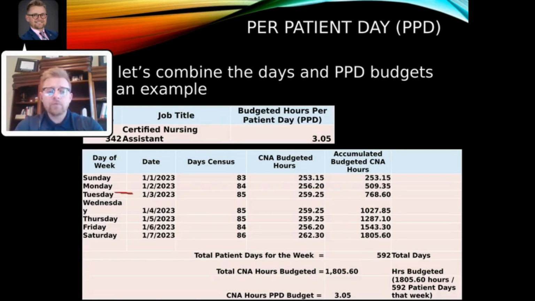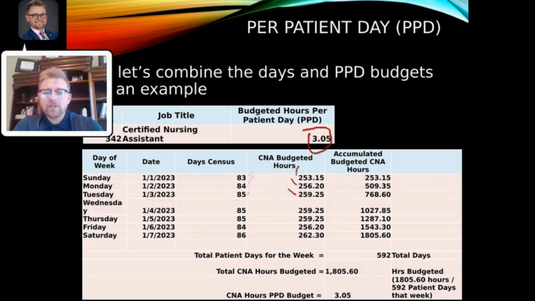So let's go to Tuesday, 1-3. We got another admission. Good deal. Our budget is still 3.05 PPD. So how many CNA hours did we run on Tuesday? 259.25. And just as patient days accumulated, so you could say, what is our patient days up to Tuesday? You will add 83, 84, 85. Well, what are our budgeted hours up to Tuesday?